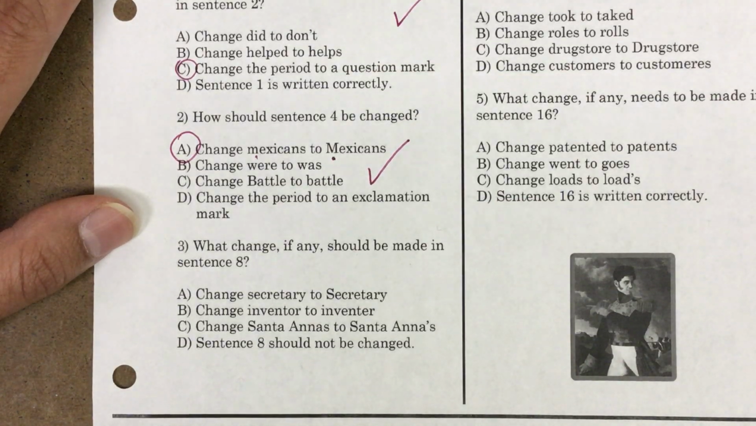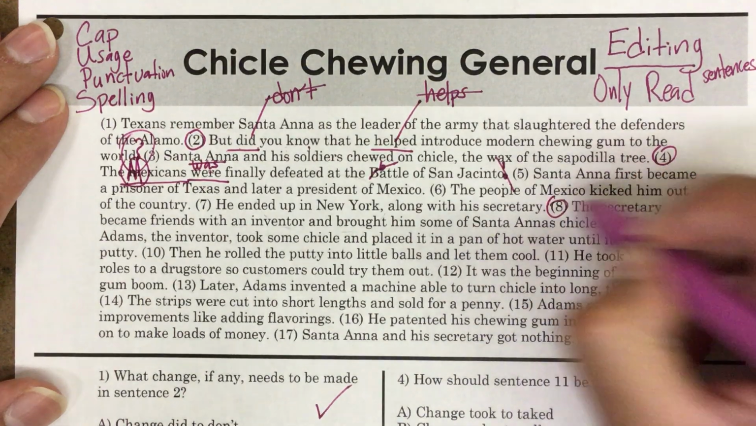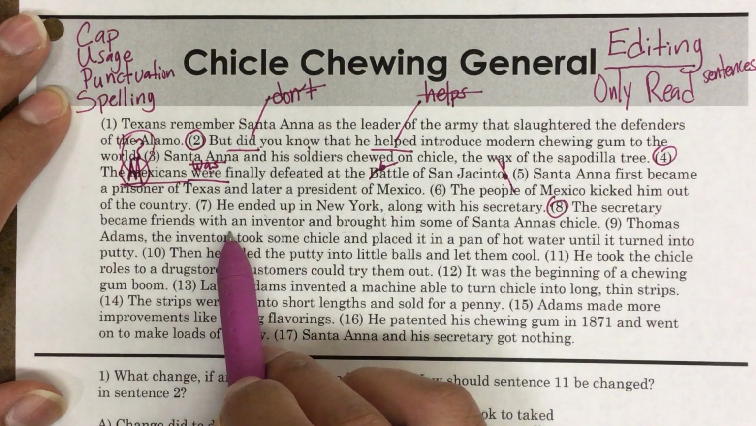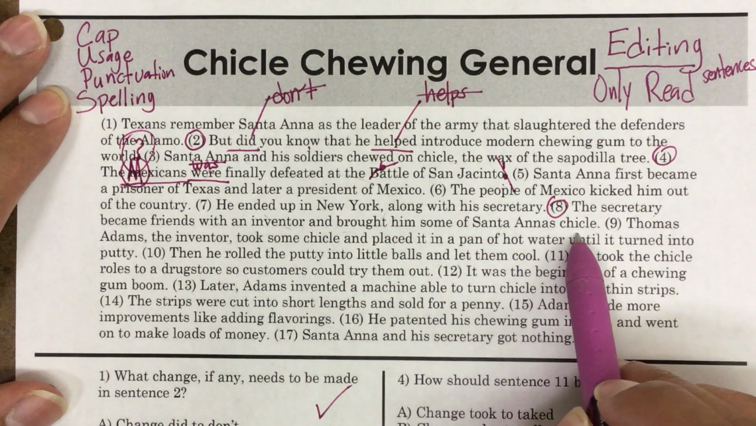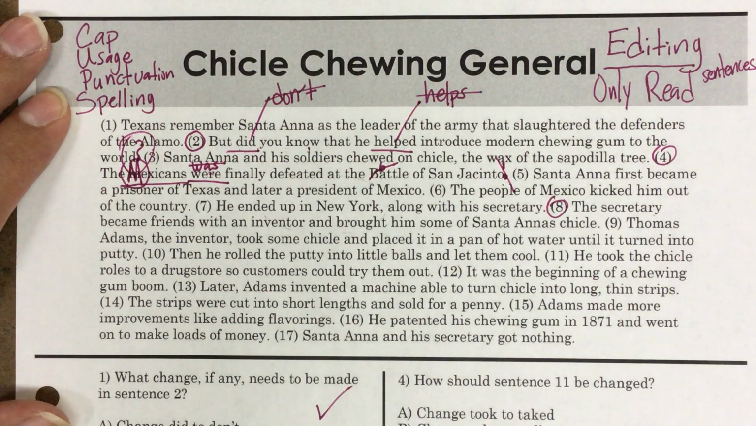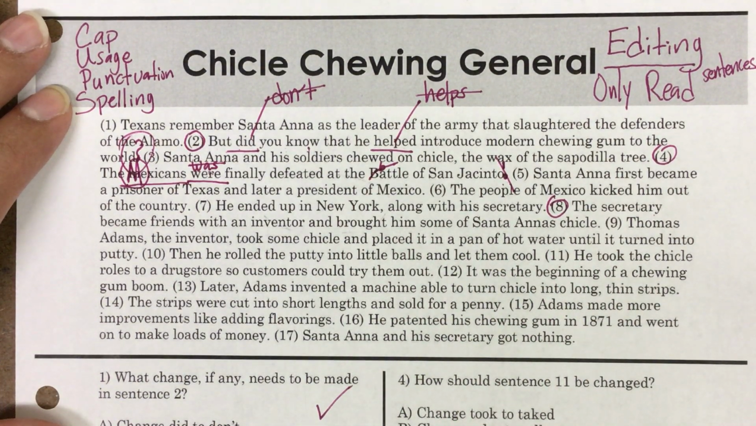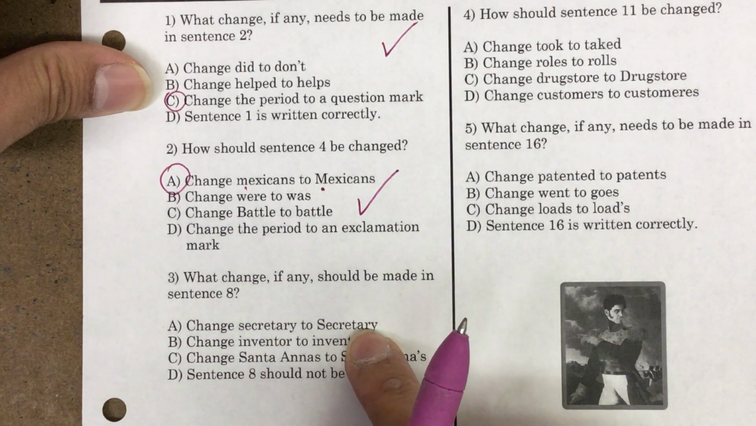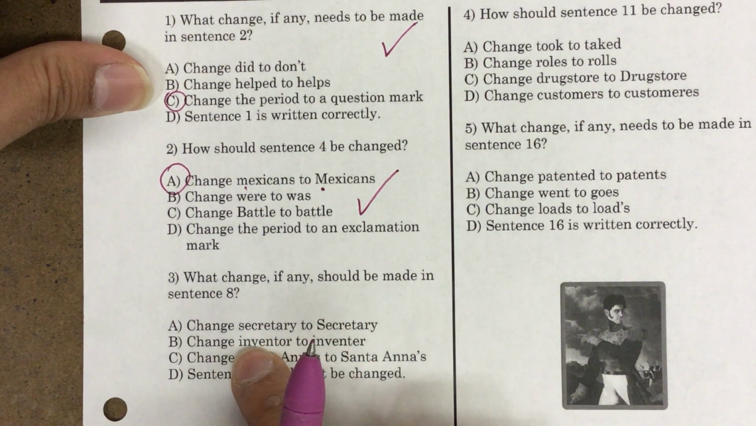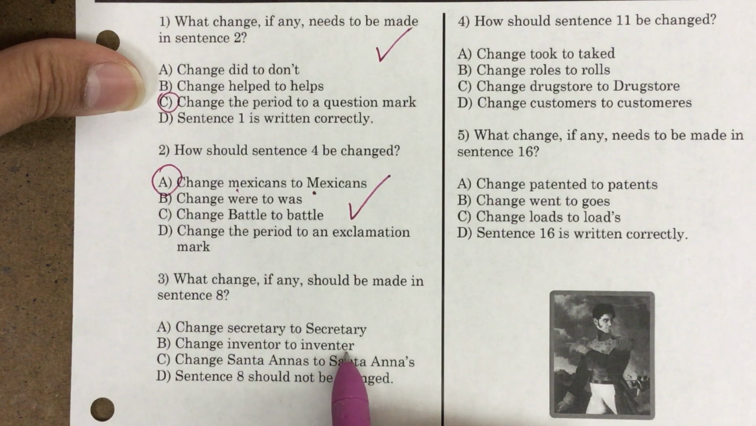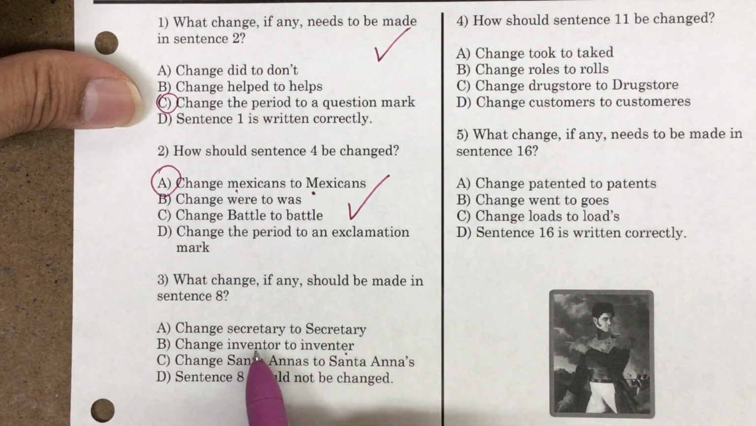Number 3, what change, if any, should be made in sentence 8? Let's look at sentence 8, circle it, and read it. The secretary became friends with an inventor and brought him some of Santa Anna's chicle. Chicle is the Spanish word for gum. This is about him chewing gum and how he brought it over. Now, they want you to answer choice A, change secretary to Secretary, lowercase s to uppercase S, change inventor from the spelling with an O to inventer with an E, change Santa Annas to Santa Anna's, but you have an apostrophe between the n and the s, or sentence 8 should not be changed.